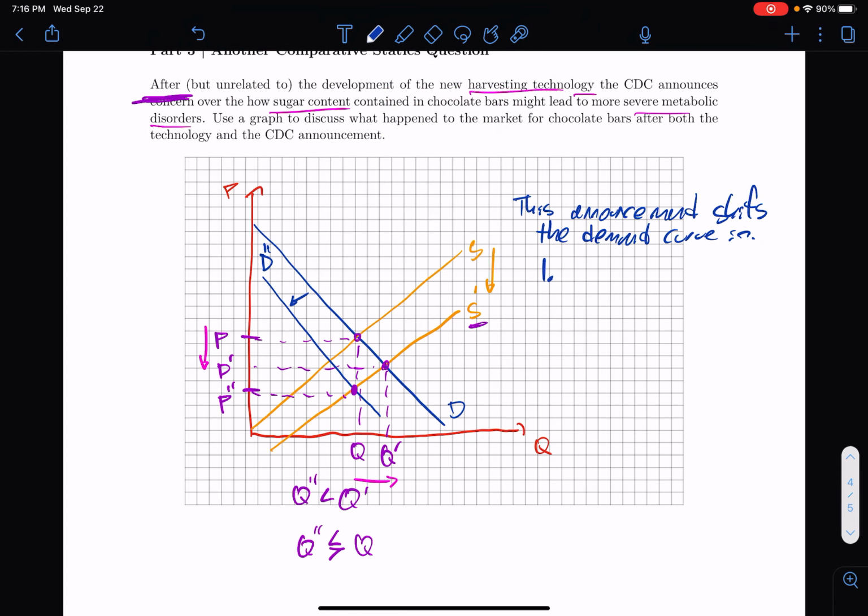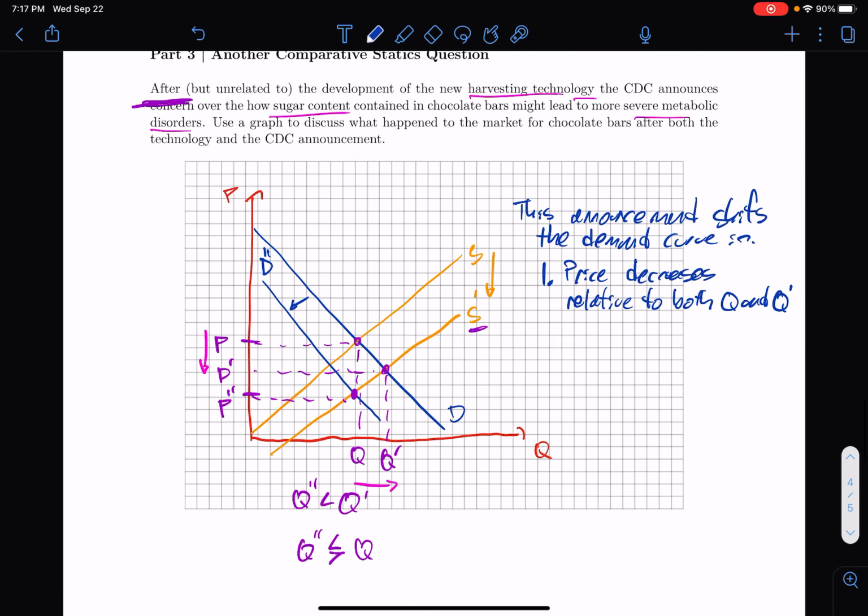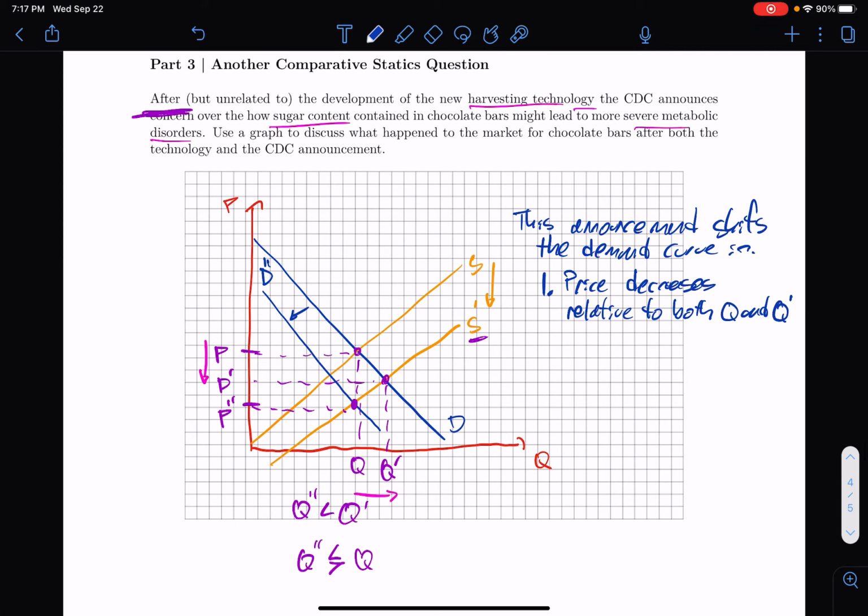So we can say this on the side here. Price decreases relative to both Q and Q prime. And my handwriting is horrible. If I were grading this, I would be a little upset. But no points are ever deducted for handwriting.